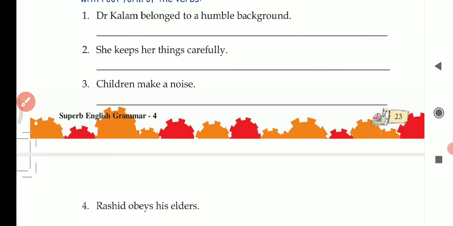Next, she keeps her things carefully. See, this sentence is in simple present tense. She keeps.